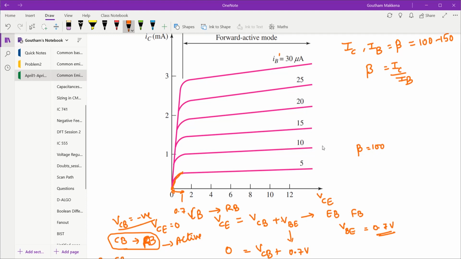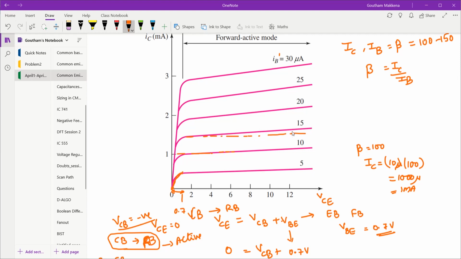Suppose beta is 100 over here. If you see, for IB equal to 10 microamps and beta 100, IC is equal to 10 micro into 100, which gives you 1000 microamps. So 1000 microamps is equal to 1 milliamp, and that is what it is showing here. Around 1 milliamp. But you can see this is not a flat line. If it were flat it would look something like this, but it rather has some slope.